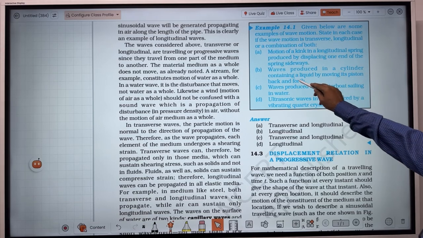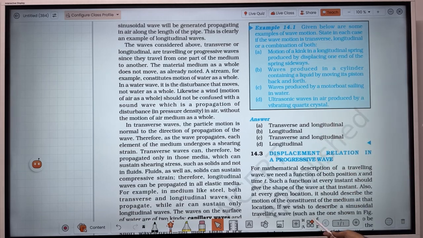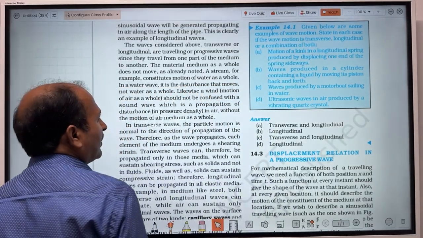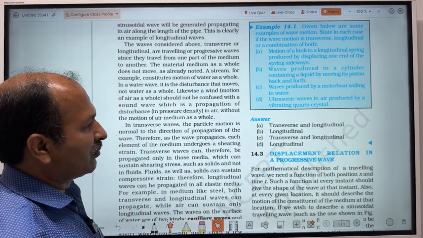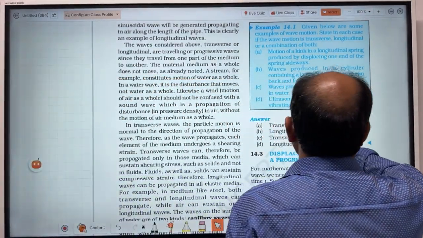Second is waves produced in a cylinder containing a liquid by moving its piston back and forth, when it is compressed and then moved up. In that case, longitudinal waves will be produced. And then the third point is waves produced by a motorboat sailing in water. So it will be both transverse and longitudinal. And the last point is ultrasonic waves in air produced by a vibrating quartz crystal. So they will be only longitudinal because the direction of wave propagation and the motion of the particles, meaning vibration of the particle, will be along the same line.